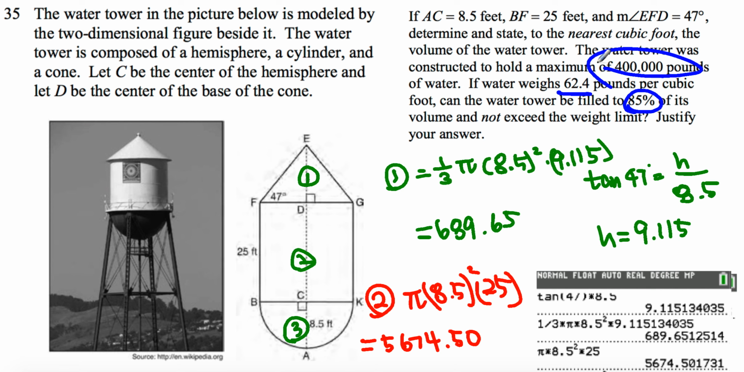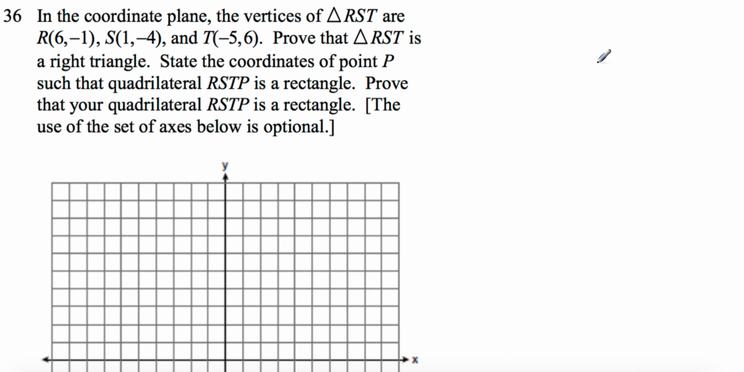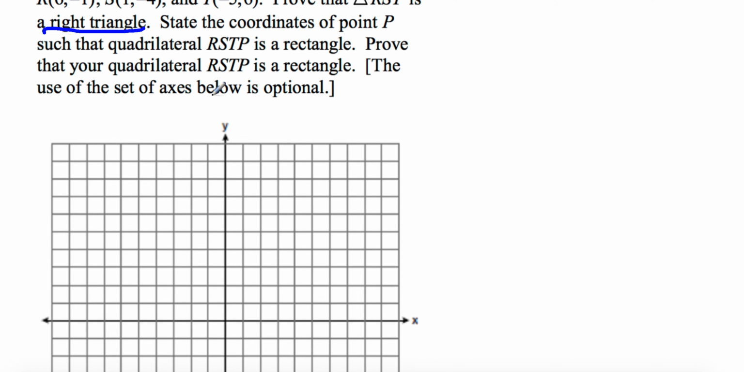All right, so let's look at the next question. Number 36. We have a triangle here. Prove that the triangle is a right triangle. How do you prove that something is a right triangle? We have to show that it has a right angle. Let's try to plot the points first.